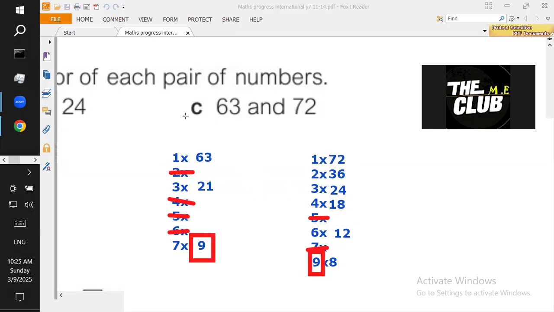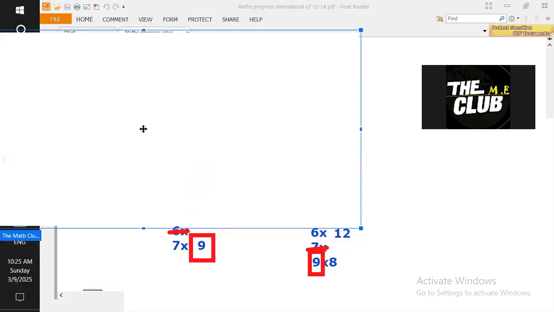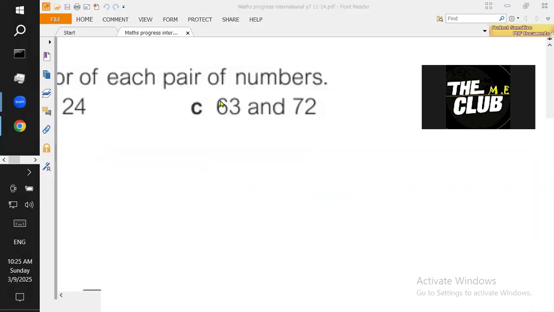Now, let me show you how to use prime factors to find the answer of this question. So first, let me remove these. Let's cover them. Okay. Now I'm going to use the prime factors method.